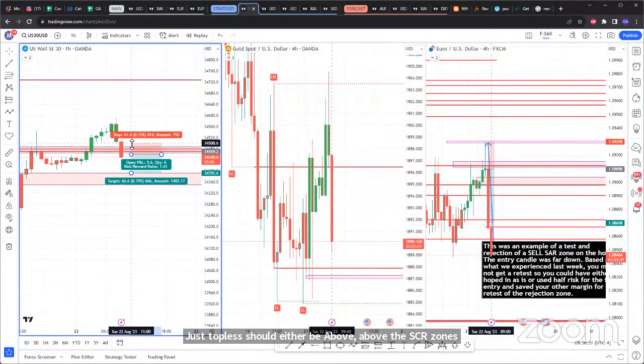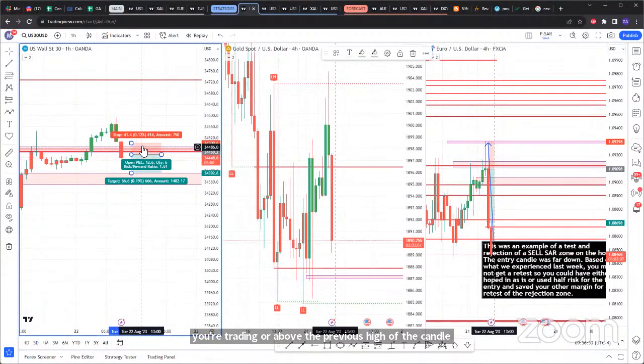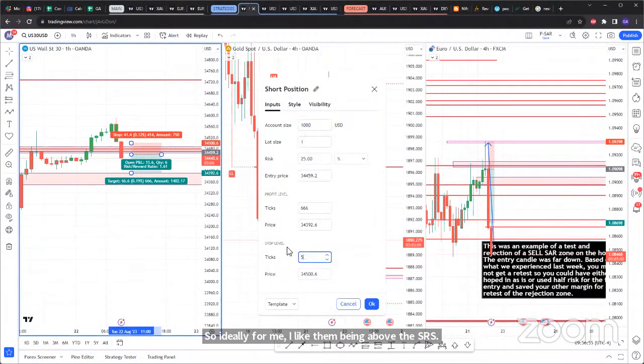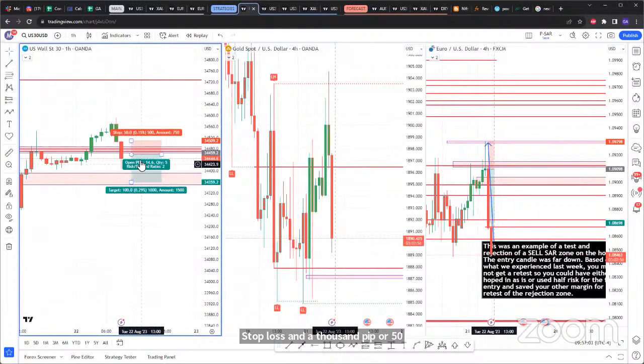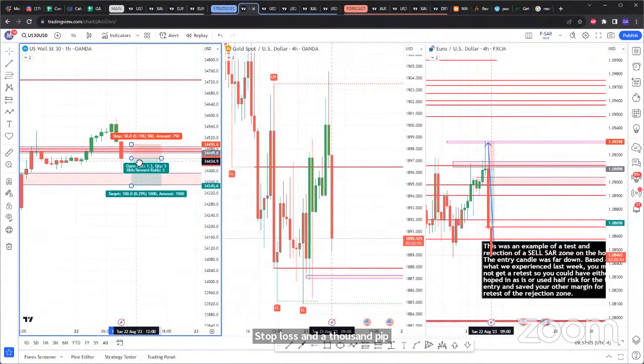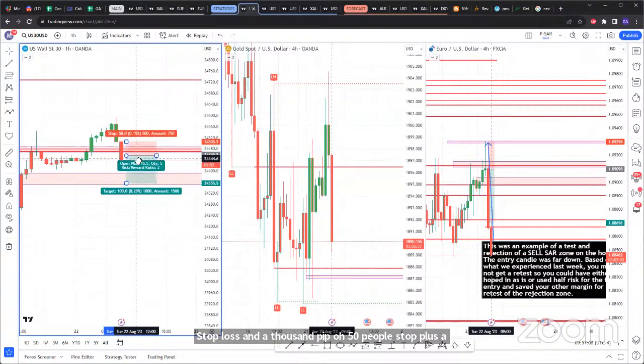So ideally for me, I like them being above the SAR zones. But if it's US 30, I just put like a 50 pip stop loss and 100 pip TP. Now, think about this. If the second candle closes here, like exactly here, I can afford to hop in on impulse.